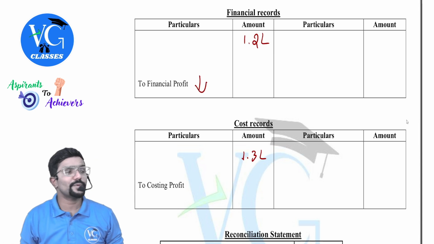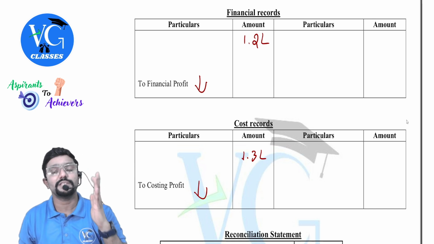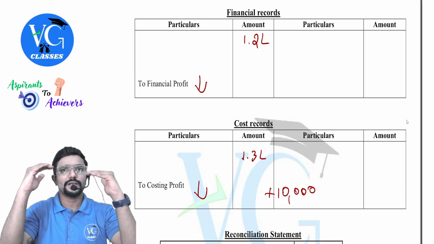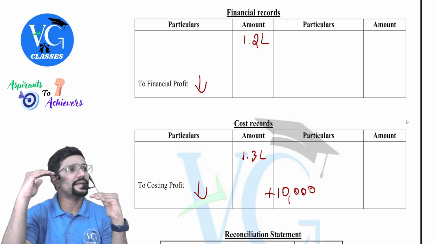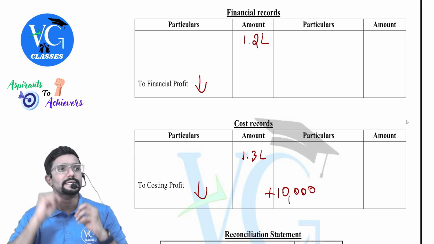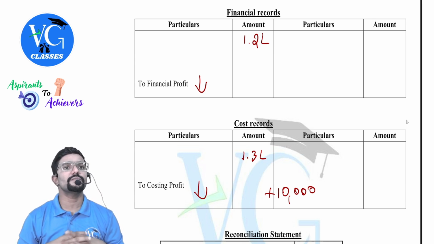Because of this, my financial profit has come down only by 1.2 lakh, whereas here it has come down by 1.3 lakh. So extra down by how much? 10,000. So my costing profit has already come down excess by 10,000. If I have to match it with financial profit, what should I do? Add it. Whereas in the account, anything to be added should be shown on which side?